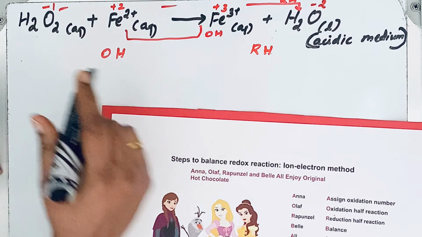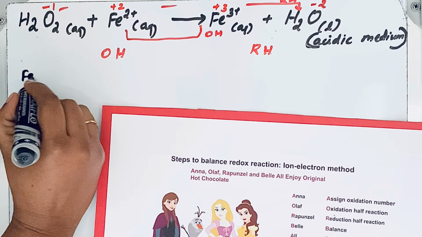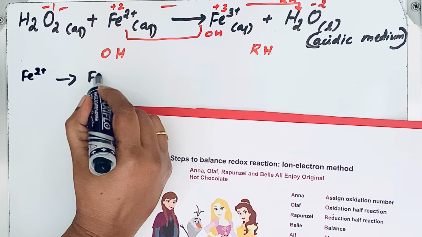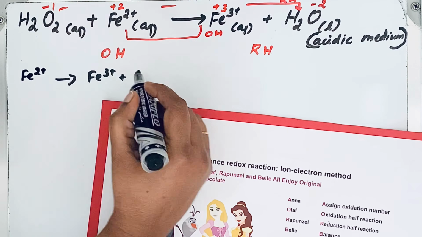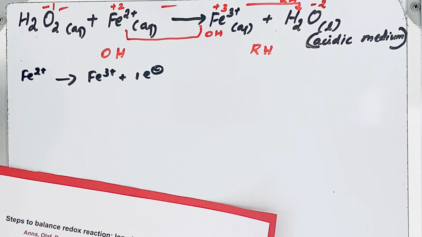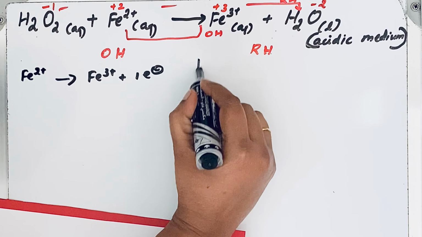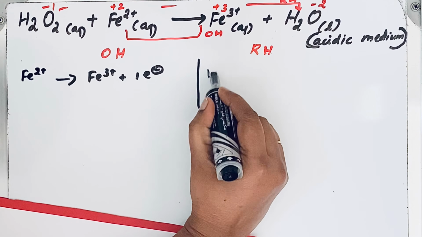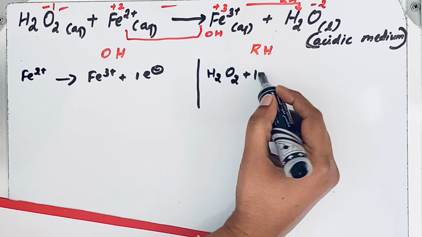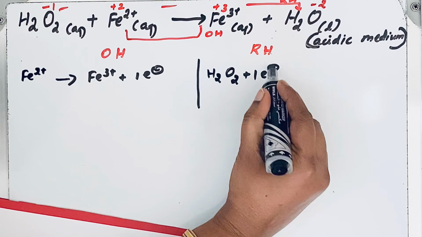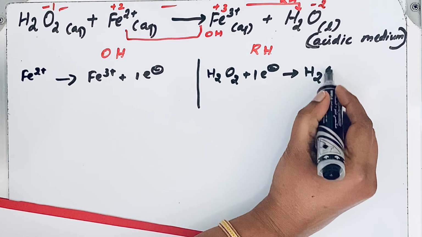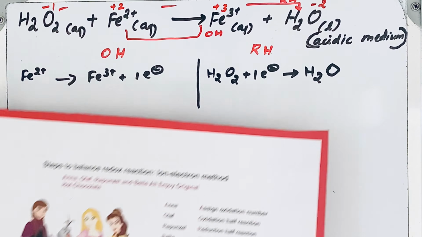In OH, we are going to write Fe2+ converting into Fe3+ by losing 1 electron. What about the right hand side? On the right hand side we can write H2O2 gaining 1 electron, because there is only one number of difference, 1 electron, and it converts into H2O. So 3 steps are over.